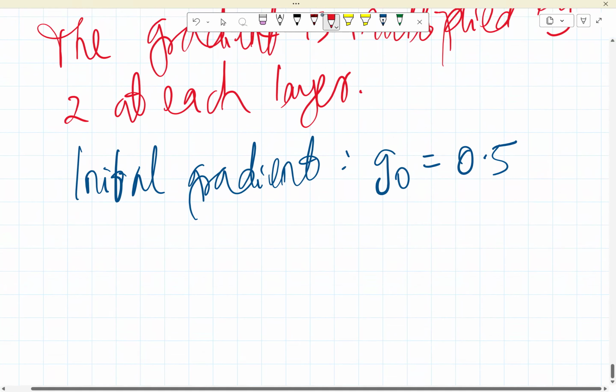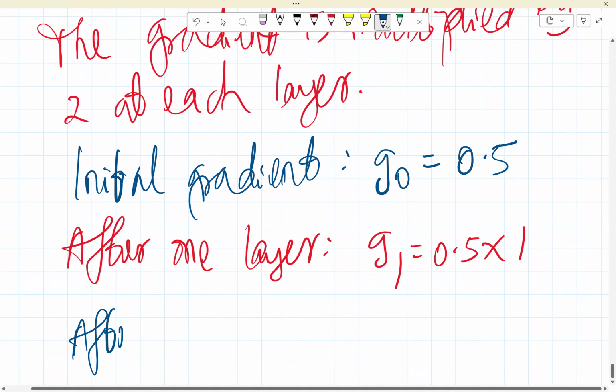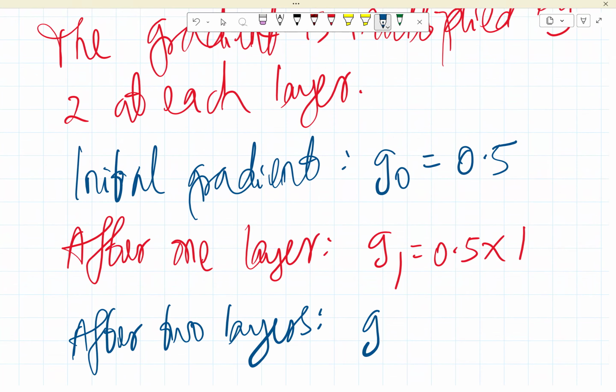So after one layer, we have G1 to be 0.5 times 1. So after two layers, we have G2, which is 0.5 times 2, which is equal to 1. So after two layers, we have 1 times 2, and that is equal to 2.